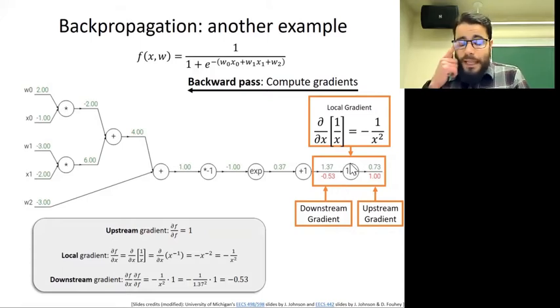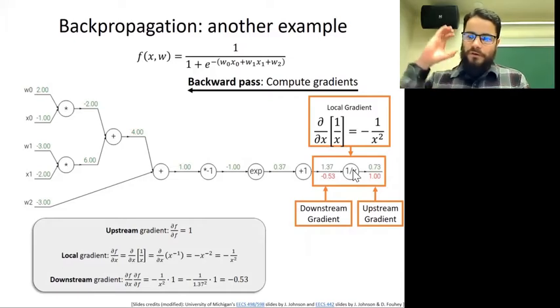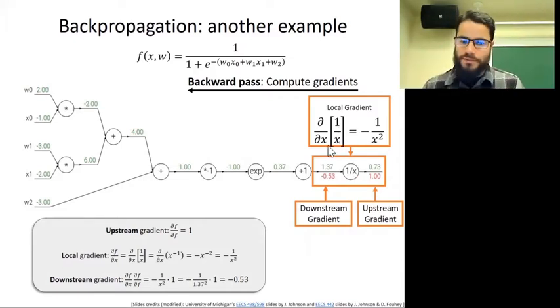Anyways, so we have this node here. The equation that this node is implementing is 1 over x. So what is the upstream gradient? What is coming down the pipe? Well, 1. What is the local gradient? So what is the derivative of the function with respect to the input? So what is the derivative of 1 over x with respect to x? Well, if you remember, it's minus 1 over x squared. I actually put it here, why this is the case.